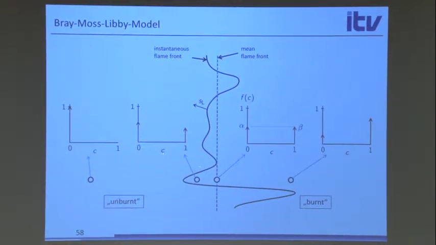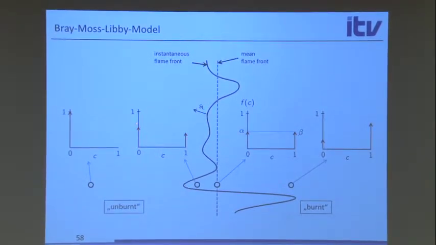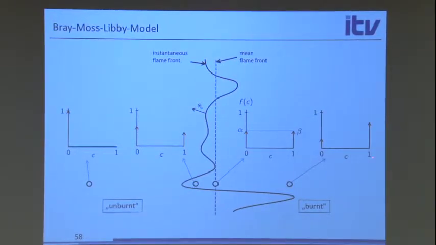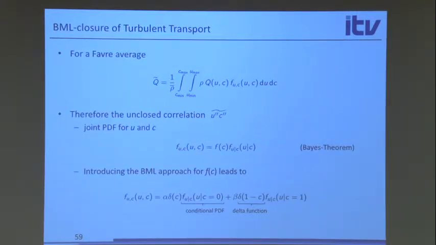If I measure very close to the mean flame, but still on the unburnt side, then I'll find a double delta function where this one is a little stronger than this one. Alpha is larger than 0.5, let's say. If I'm exactly at the mean flame position, finding burnt and unburnt is equally likely. Each one of these is 0.5. And if I'm far in the burnt, then the probability of finding burnt is larger than unburnt. Okay, so that's how this looks. I think it's not so difficult.